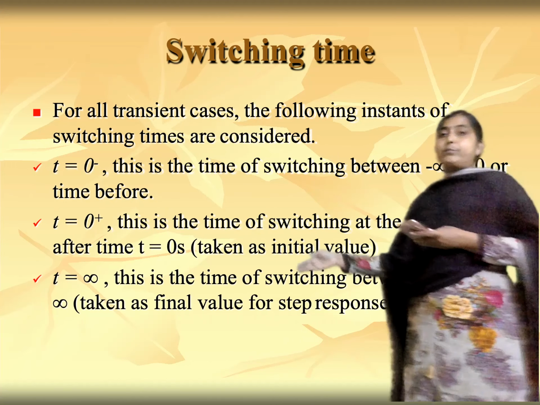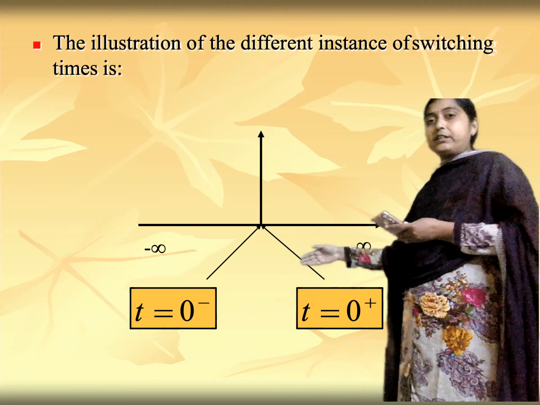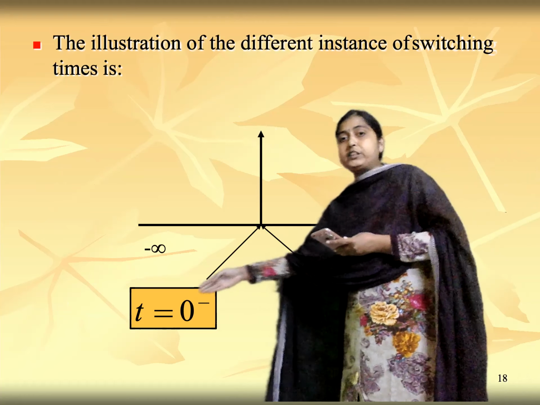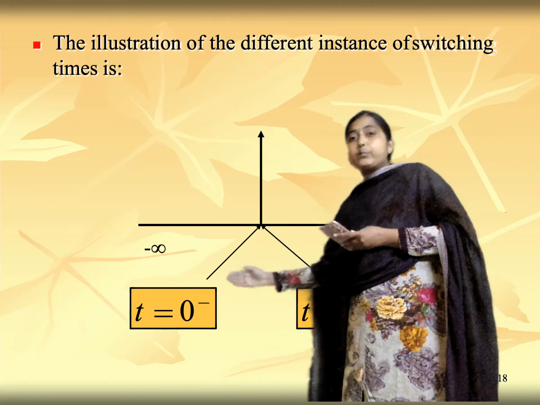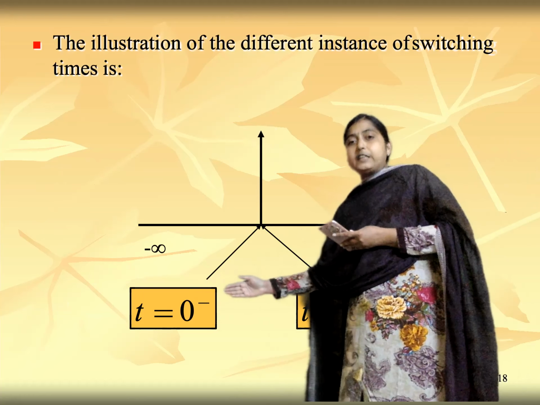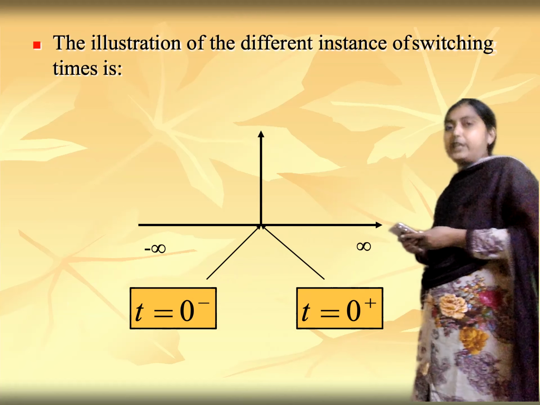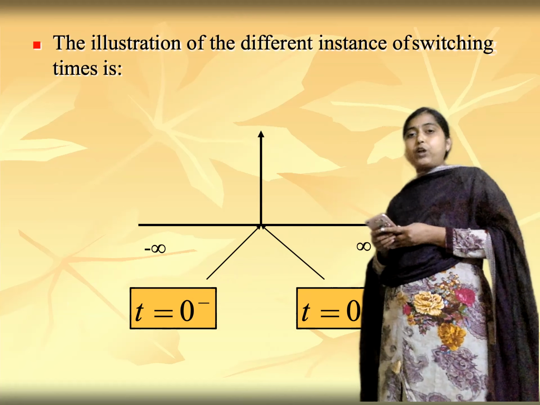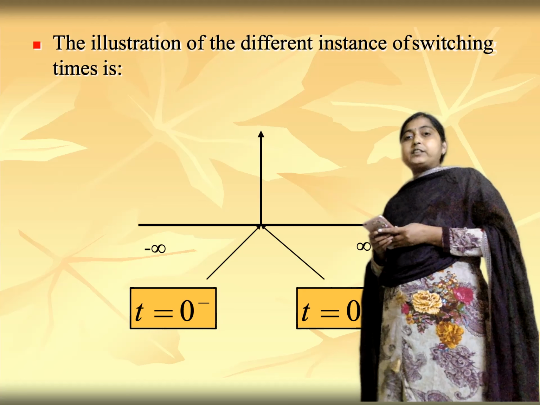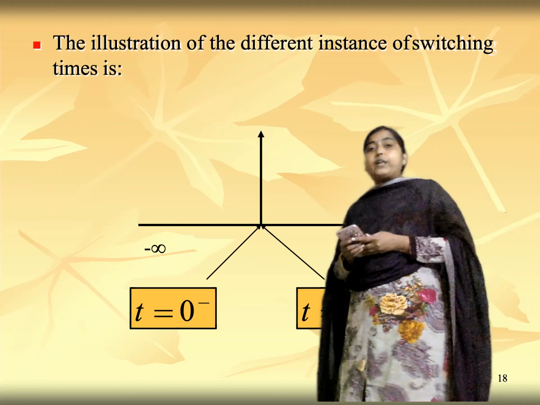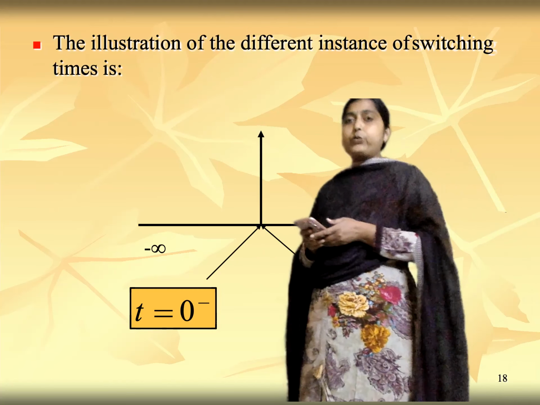Now, let us understand the illustration of the different instances of switching times. We have two times that we can see diagrammatically. One is t is equal to 0 minus, which varies from minus infinity to just before t is equal to 0, and then we have t is equal to 0 plus, just after starting, which varies from 0 plus to infinity. So, this is the illustration of the time instances with respect to an RL circuit. This is about RL circuit analysis.